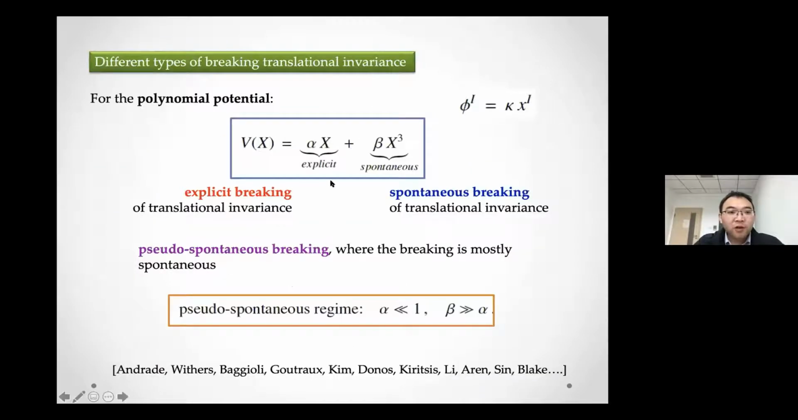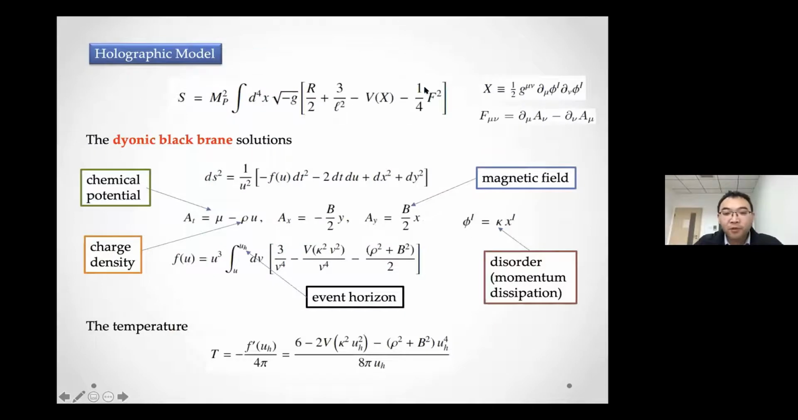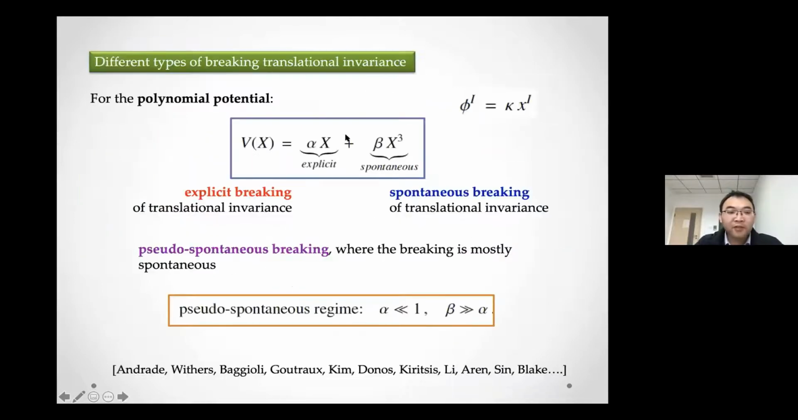So actually a very interesting feature is that this very simple model can give different types of breaking of translation invariance. A typical example in the literature is the polynomial potential. We have this linear term and this nonlinear term. Actually, this term is for the explicit breaking of translation invariance.